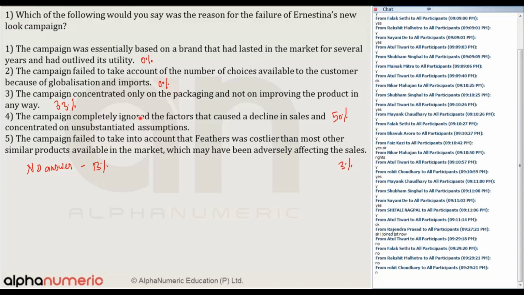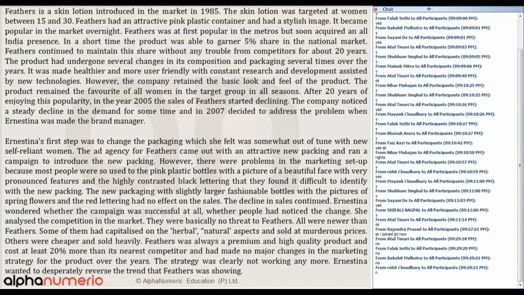Third option, it says the campaign concentrated only on the packaging and not on improving the product anyway. Now, if you look here, it says, which of the following could you say is the reason for the failure of Anistia's new look campaign? Let me first read this entire passage here.